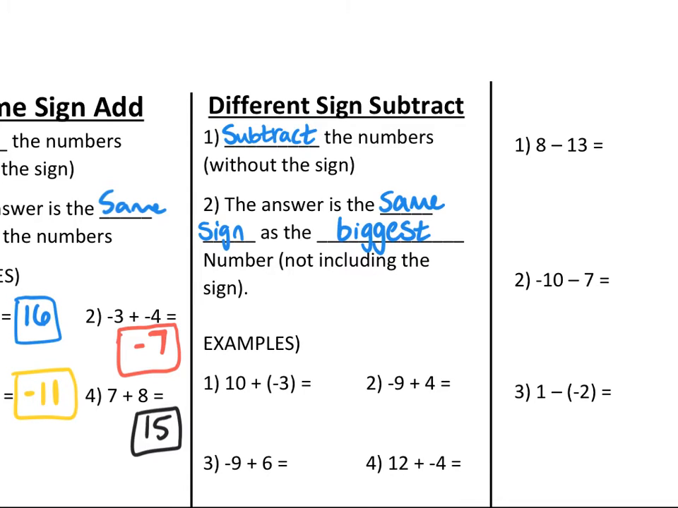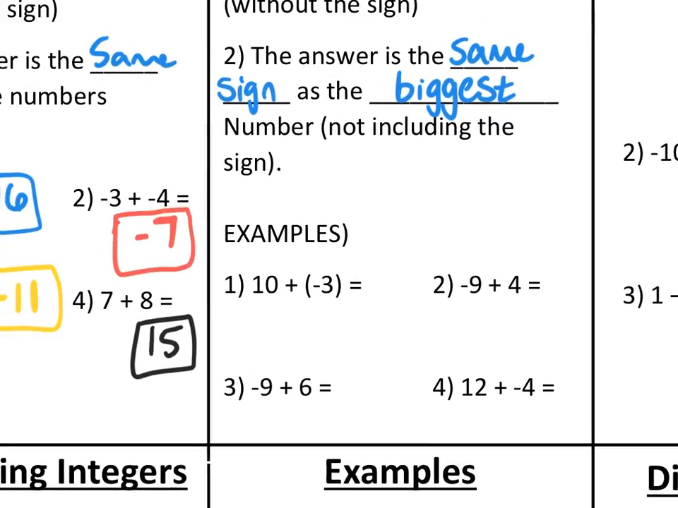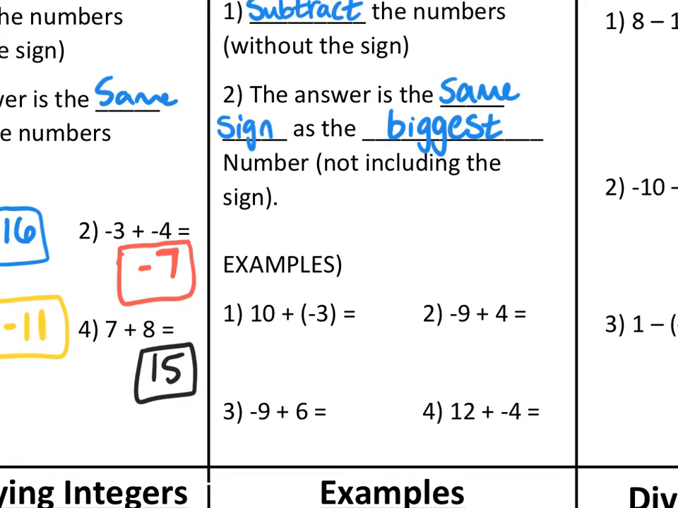When you think about the biggest number, you think about, hey, what number is purely the biggest? Don't count whether it's negative or positive. So let's look at some examples that go with this. The first one, you have positive 10 and negative 3. Those signs are different, so we need to subtract. 10 minus 3 is 7. But then you have to look: which number is bigger, 10 or 3? 10. 10 is positive, so you keep it positive. Y'all got it.